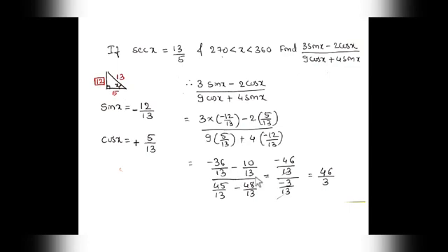Now the denominator is the same, so the LCM will be 13 only. Minus 36 minus 10 will be minus 46 divided by, denominator is the same, hence LCM will be 13. 45 minus 48 will be minus 3. 13 will get cancelled. Minus 46 divided by minus 3 can be written as 46 upon 3. This is the answer of the required expression.